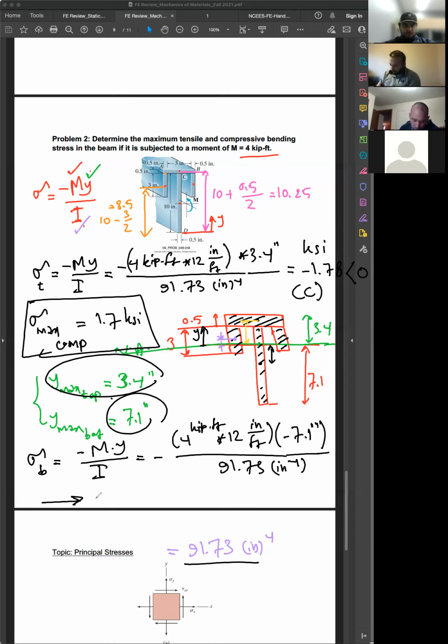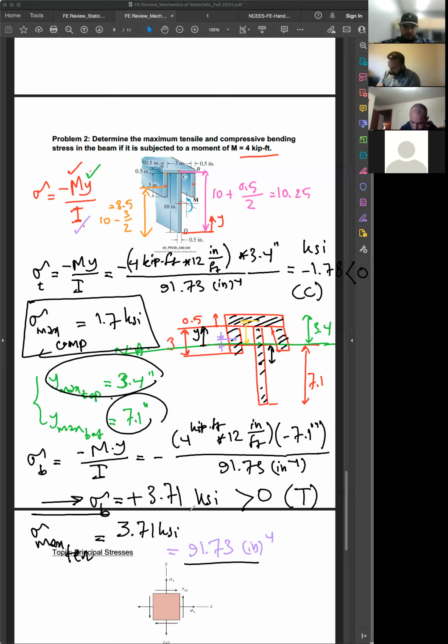All right, so from this, sigma b would be positive. 4 times 12 times 7.1 over 91.73. You got 3.71 KSI, more than 0, so it is under tension. So we can say sigma maximum for tension is 3.71 KSI. All right. Questions?